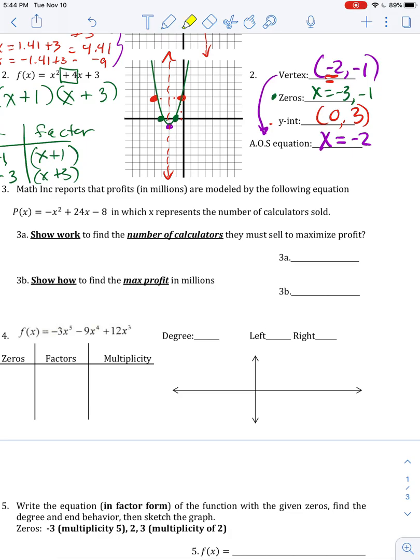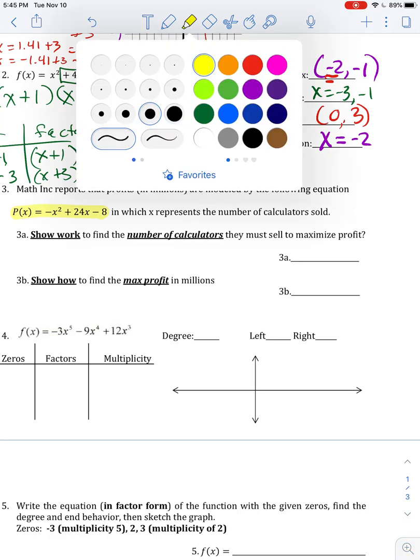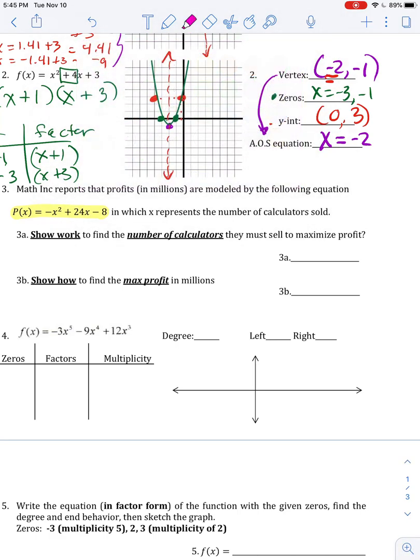Okay, so keeping in mind that when you get to a word problem, it has to be about stuff we learned about. And really, we just learned about max and mins, you know, the vertex. So Math Inc. reports the profit in millions is modeled by the following equation. All right, well, that's standard form. So I'm going to go to the standard form part of my chart, in which X represents the number of calculators sold. Okay, so that's something I probably just want to keep in mind. So X is going to be the number of calculators sold. P is going to be the profit.